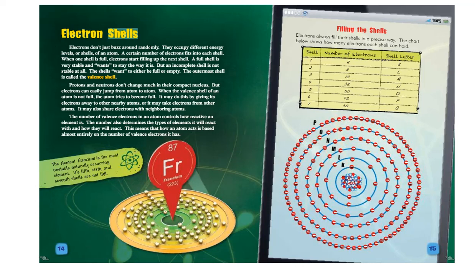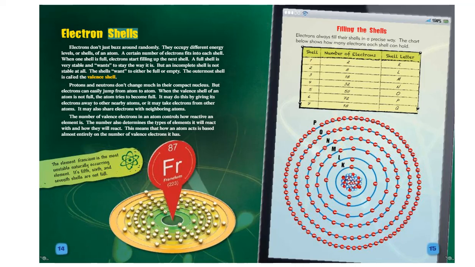Electrons don't just buzz around randomly. They occupy different energy levels or shells of an atom. A certain number of electrons fits into each shell. When one shell is filled, electrons start filling up the next shell. A full shell is very stable and wants to stay the way it is, but an incomplete shell is not stable at all. The shells want to either be full or empty.